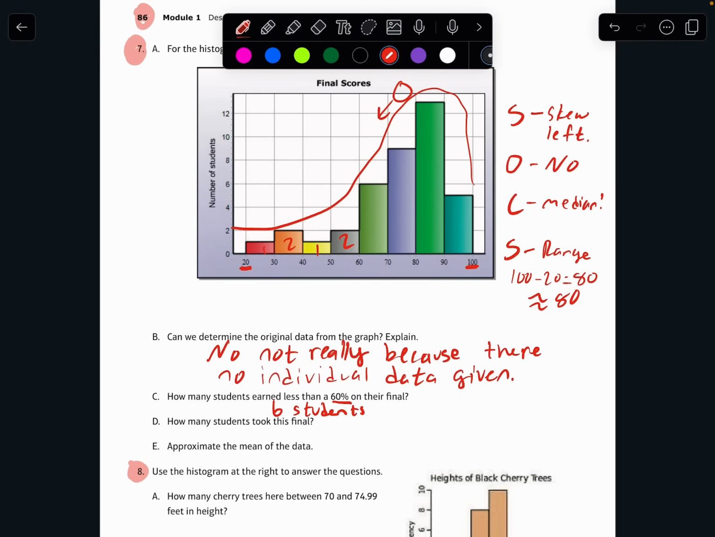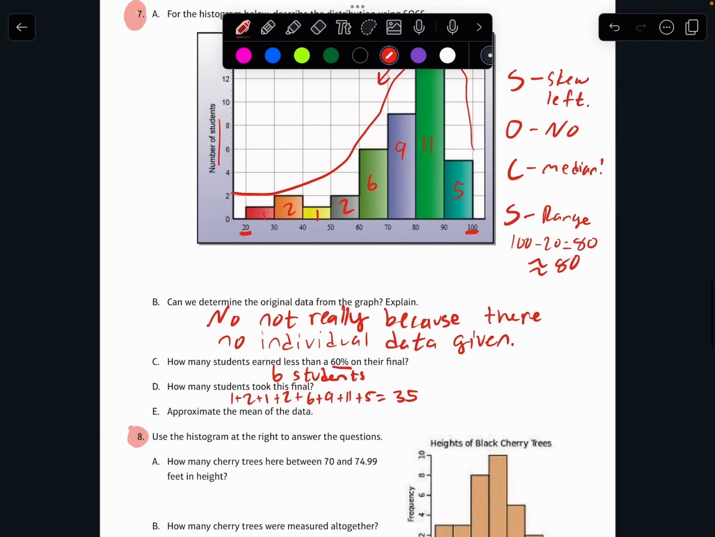D is asking how many students took this final. Okay, so now we're asking for the total. Here there are 6 people because it says so right here. This is 9. This is 11. And this is 5. So if we add them all together, 1 plus 2 plus 1 plus 2 plus 6 plus 9 plus 11 plus 5, all that equals, let's see, 3, 6, 12, 21, 30, 35 students, it looks like. Hopefully my math is right, but I'm almost positive.